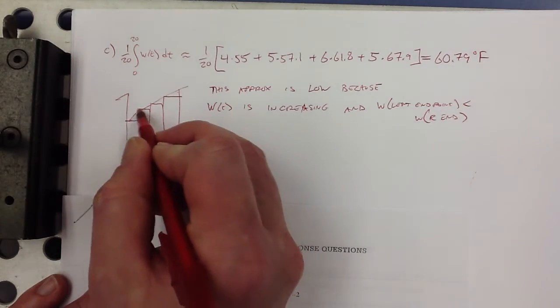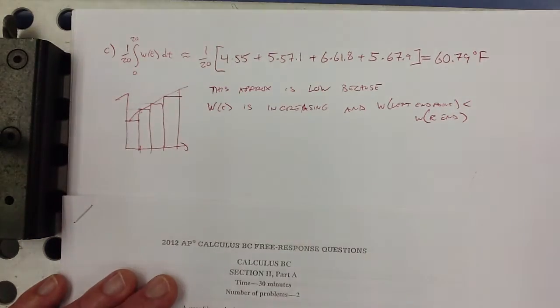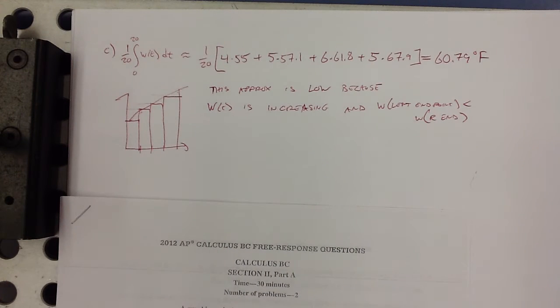Right? If we took right endpoints, likewise, we'd know it would be too big. Midpoint, then it would depend more on concavity. That would be hard to tell.